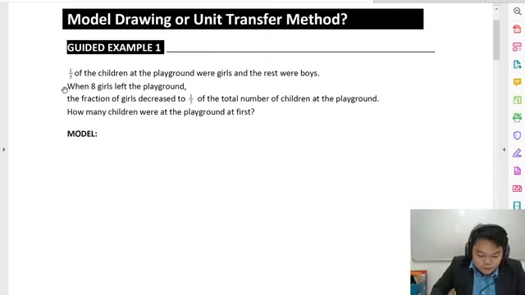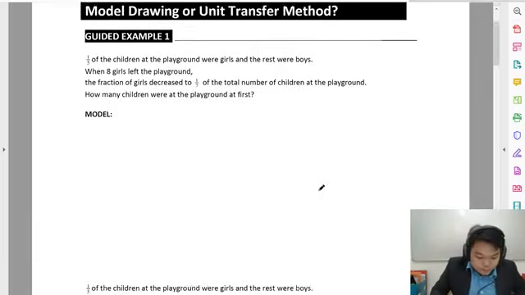Let's start out with something simple that all the P4s can do, because this is primarily dealing with fractions. So you see that 1/5 of the children at the playground were girls and the rest were boys. When 8 girls left the playground, the fraction of girls decreased to 1/7 of the total number of children at the playground. How many children were there at the playground at first?